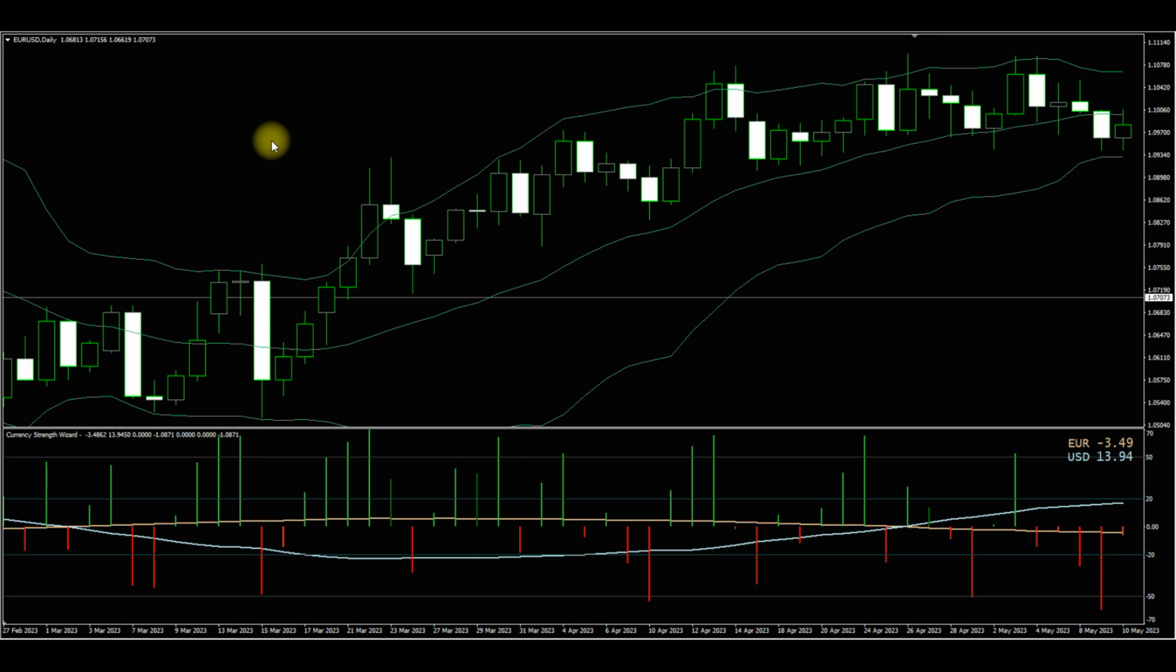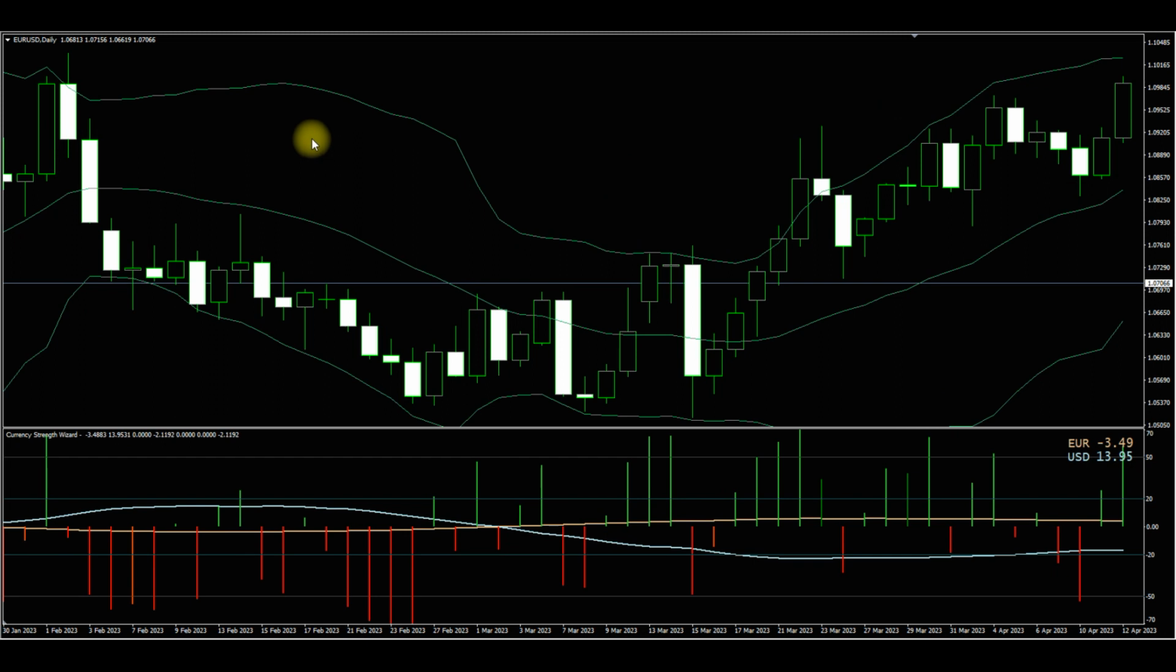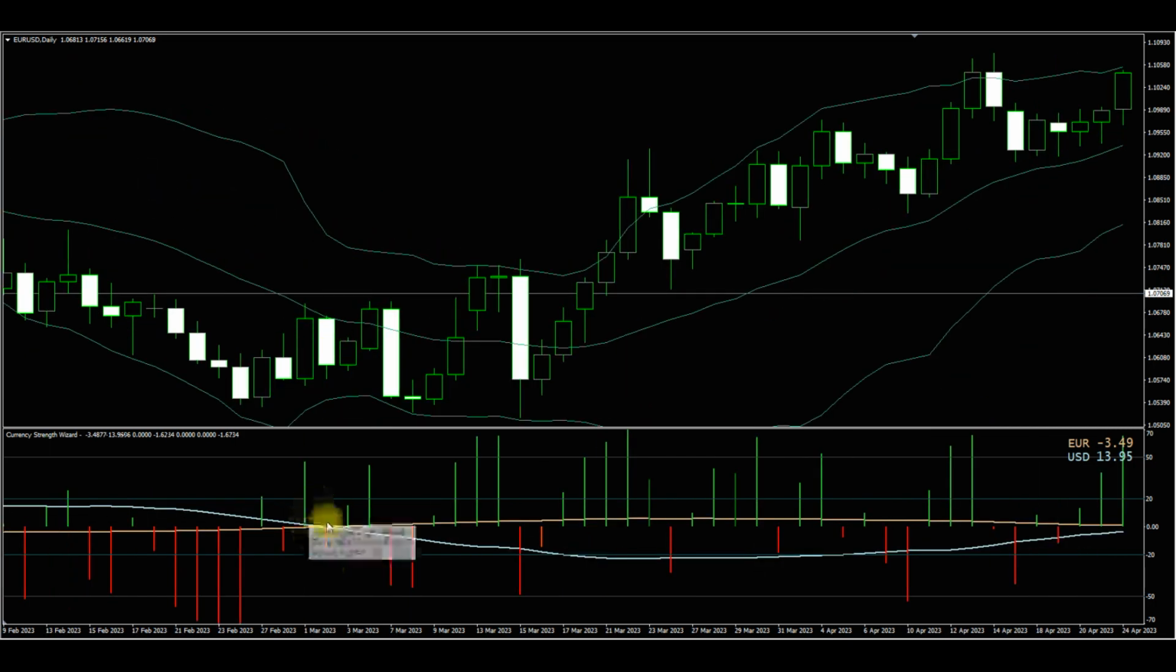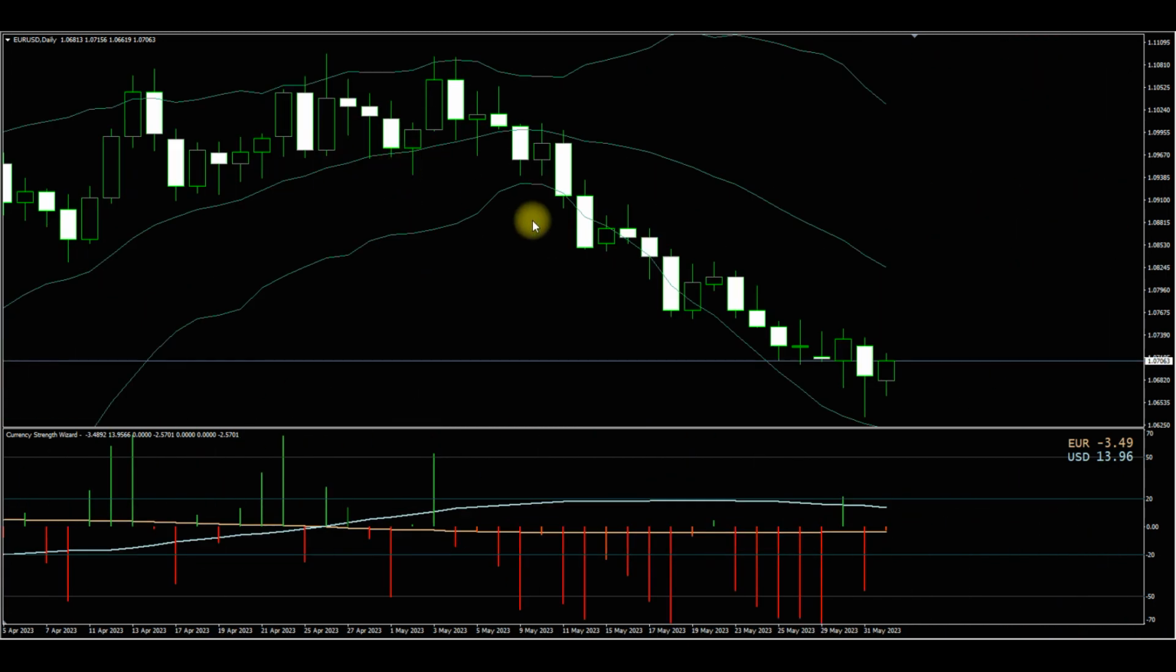So this is an example I want to show you. Let's check the Euro USD daily chart. As you can see, here we had a sell trend, which later changed to a buy trend. Then it changed to a sell trend again, but it doesn't matter actually.